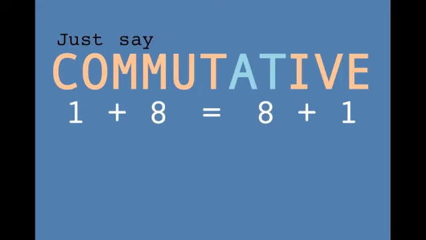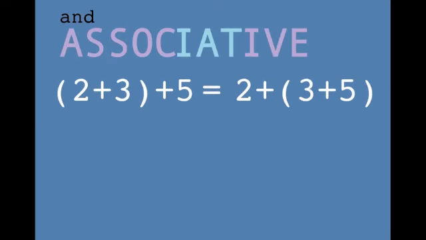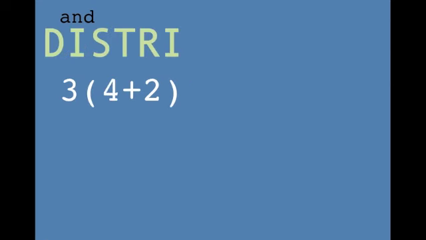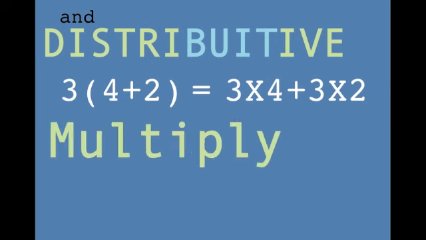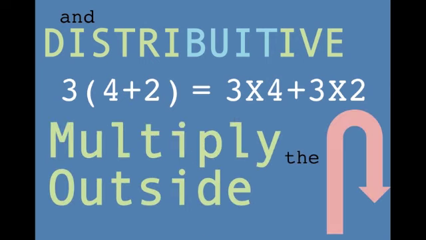Just say commutative means you change the order, and associative means you change the grouping, and distributive, multiply the outside by the inside.